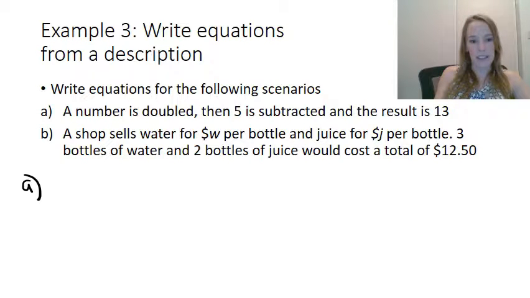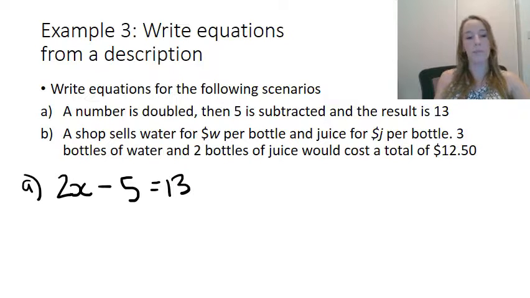So a number is doubled. So we've done 2x, so it's been doubled. Then 5 is subtracted. Okay, take 5, and the result is 13. Okay, equals 13. So that would be our equation, sorry. And from there we could obviously work out what x is equal to, but our question doesn't ask us to do that.